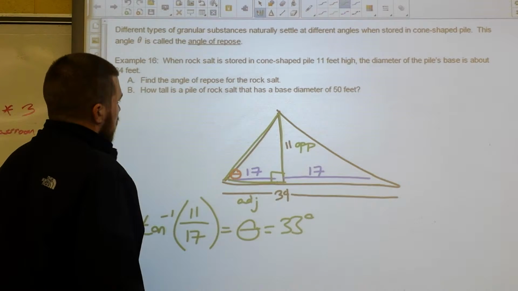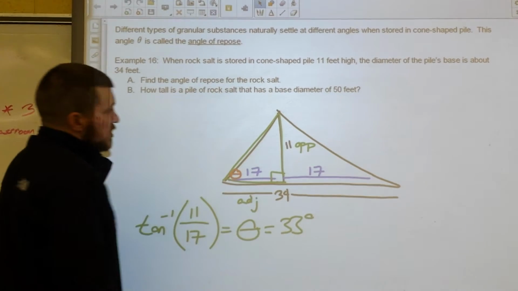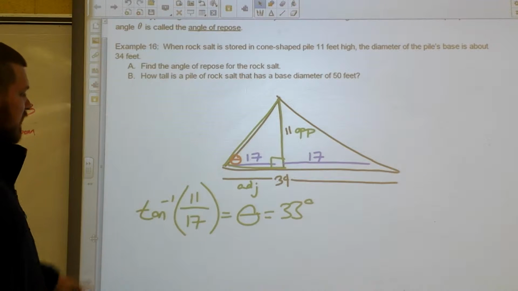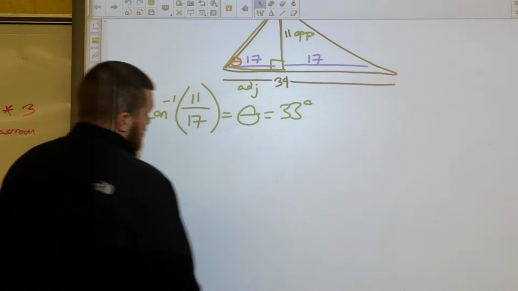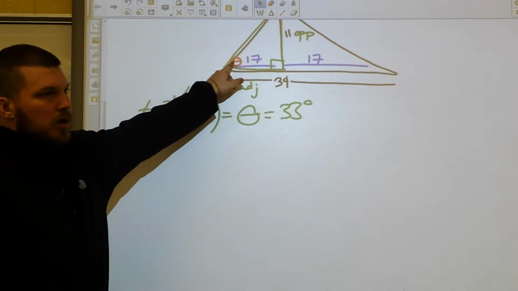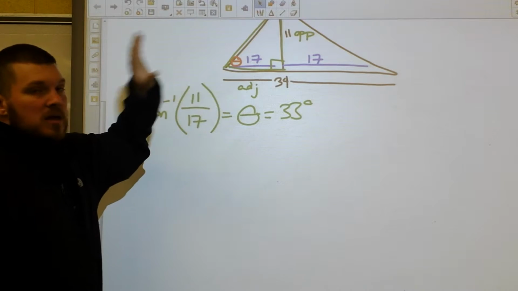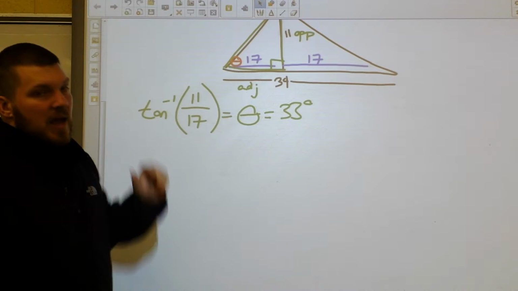Great. Now in part B, we're told that this pile of rock salt has a base diameter of 50 feet, and we want to know how tall it is. Well, since we're still talking about rock salt, we now know that the angle of repose is 33 degrees. So for any pile of rock salt, that angle is going to be the same.